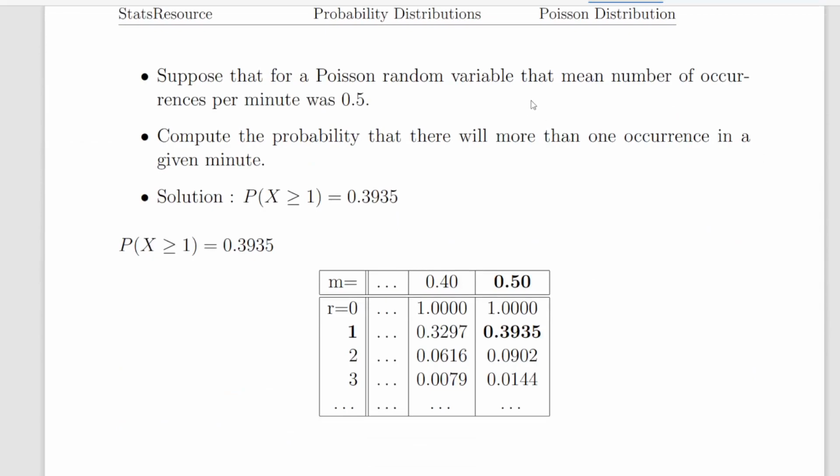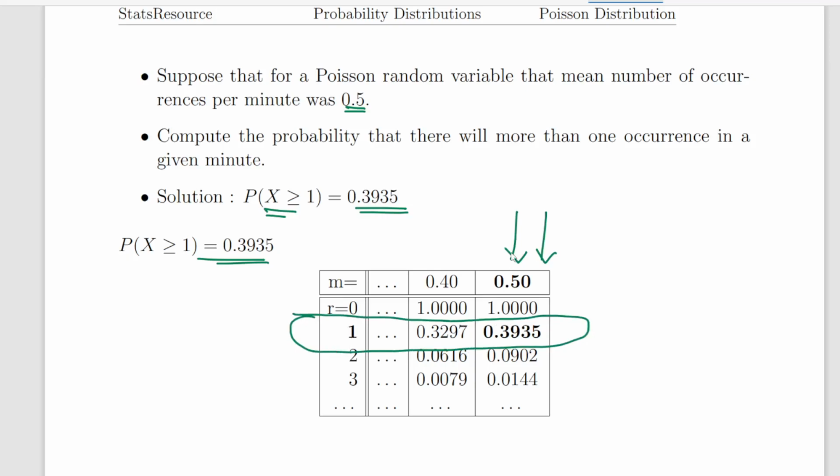So suppose that for a Poisson random variable the mean number of occurrences is 0.5. Calculate the probability that there will be more than one occurrence in a minute. So more than one, actually one or more, I should say. I'll just go with this. One or more, that is x greater than or equal to 1. That is 0.93935. So that was the row, and that's the column.